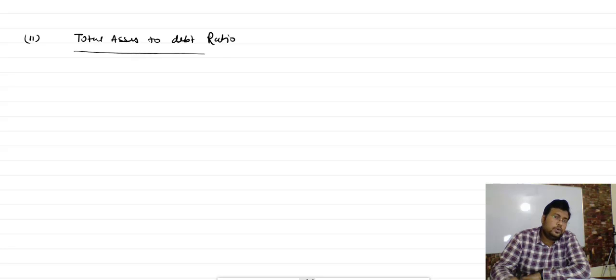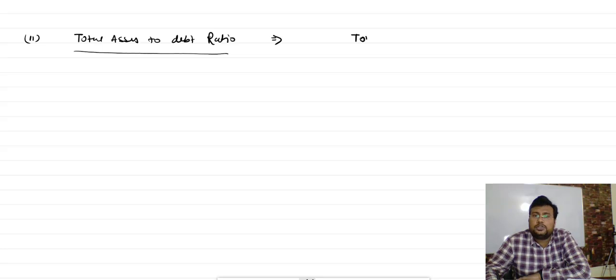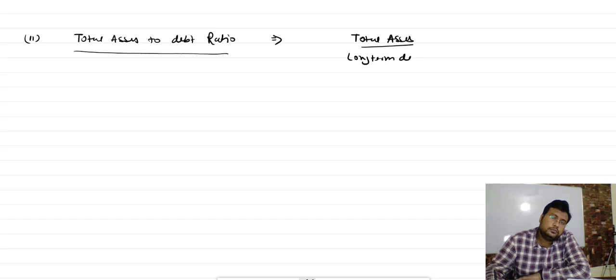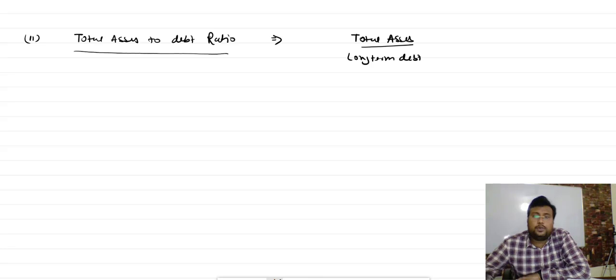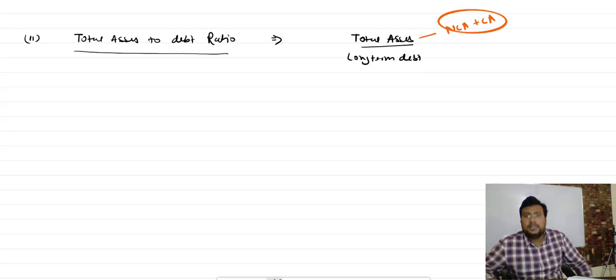Now the next segment is total assets to debt ratio. Look, what is the total assets to debt ratio? Its formula is total assets divided by long term debt. Now what is total assets? Non current assets plus current assets is equal to total assets. And long term debt, you already know, we had calculated that.